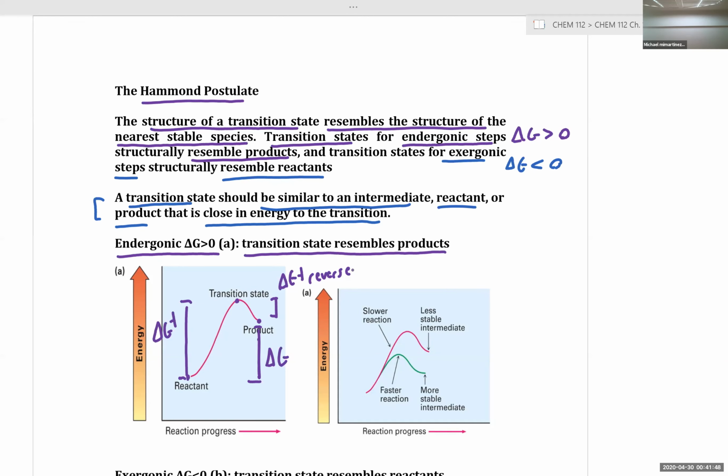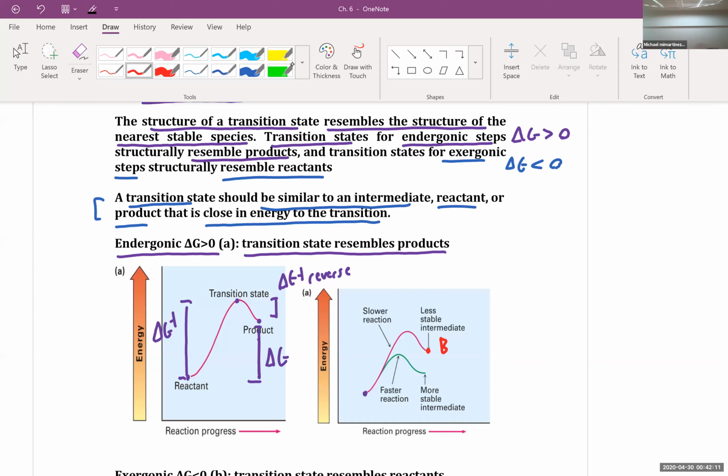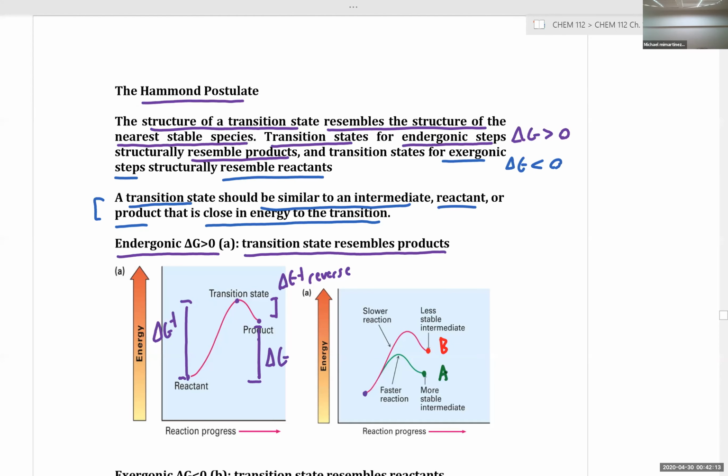So one thing that we can do with this idea of endergonic transition states is we can look and see. If we have the same reactant and we have two products, let's put some colors to that. Let's call this B, and the green product will be product A.